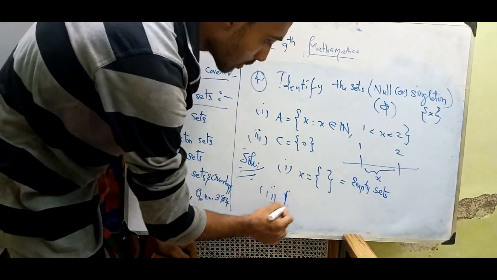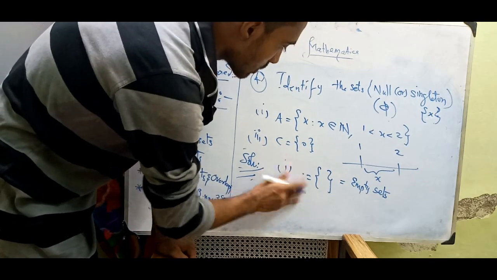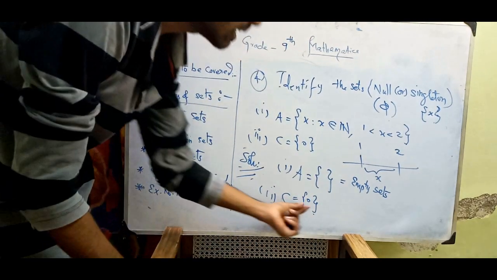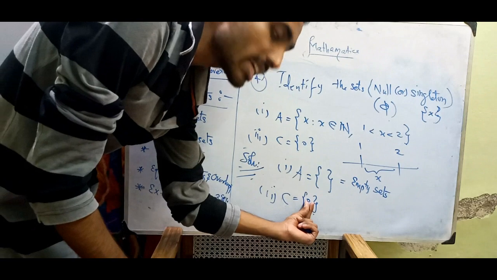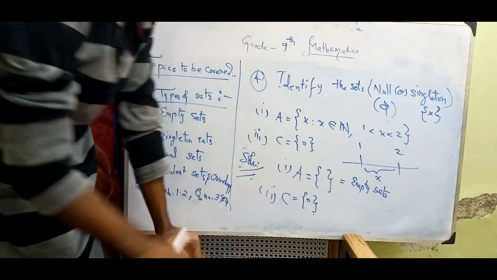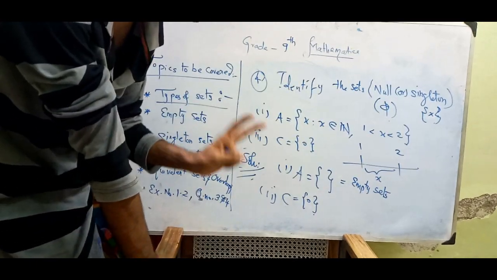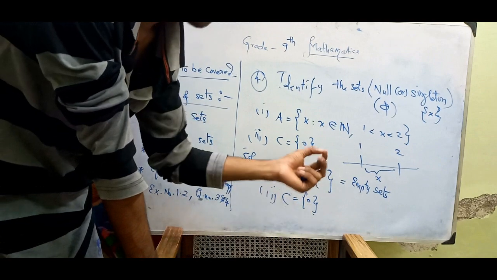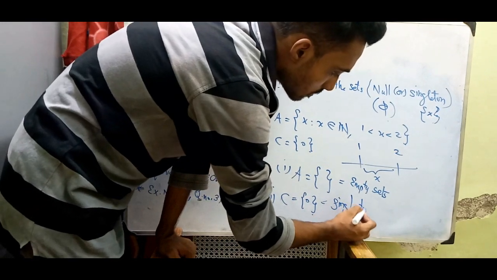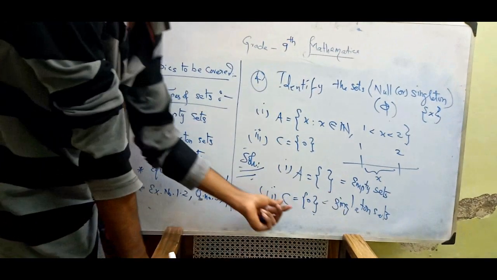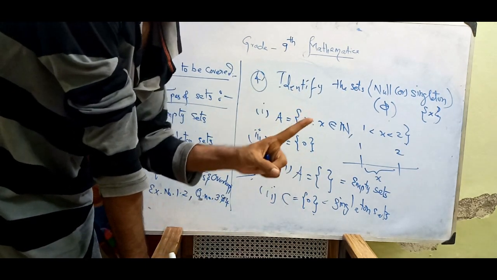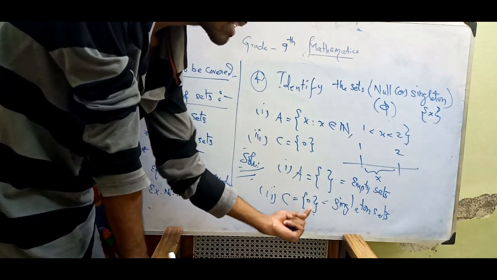What about second one? Set C, sorry, this is A, right? So set C is equal to singleton 0. This set contains one element and that one element is 0 here. Okay, so 0, don't think that 0 is an empty set. 0 is never an empty set, because 0 is an element in the set C. Okay, so that is why this is a singleton set. Don't get confused. C is a singleton set 0. Okay, so there is one element present in the set, and that element is 0 here.